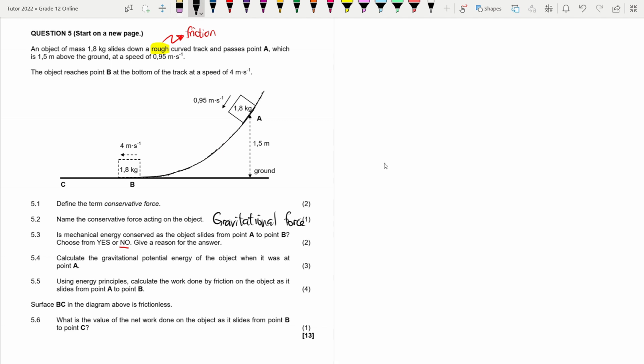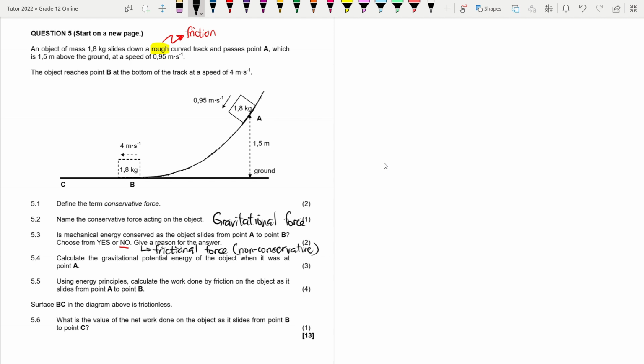Okay, so for the reason you're going to say there's a friction force. So friction force is present. And friction force, we know, is a non-conservative force. So whenever there is a non-conservative force, we know that mechanical energy is not conserved. Okay, that's one of the things I hope you know. 5.4 says calculate. Yes.